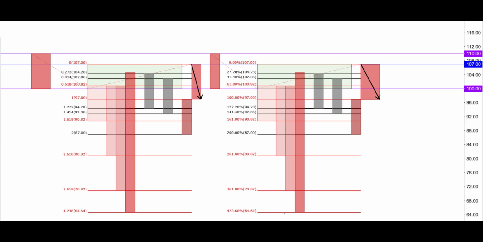If 0.272 and 0.414 were part of the regular 0 to 1 range in a fib retracement, the 1.272 and 1.414 extension levels would be 100% of the distance of the base trend above them. In other words, $10 above.